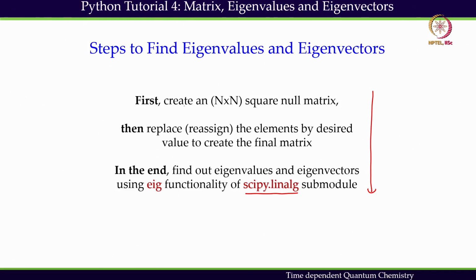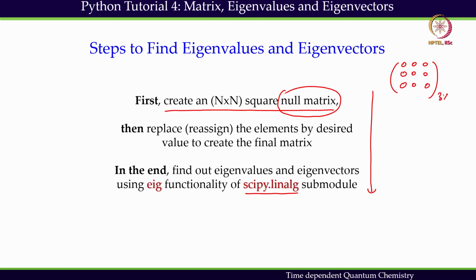First, we have to create an n by n square null matrix. This is something you should remember. Null matrix is the matrix where all elements are 0. I am writing a 3 by 3 matrix where all elements are 0. So, we will prepare the null array first, of the same dimension 3 by 3. Then we will replace or reassign the elements by the desired values to create the final matrix.